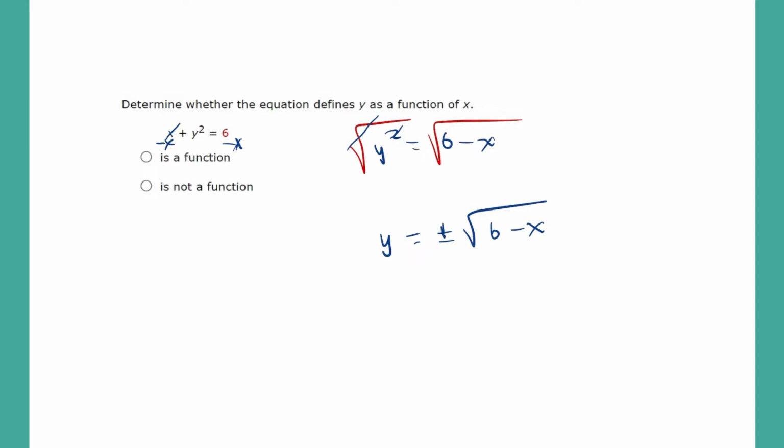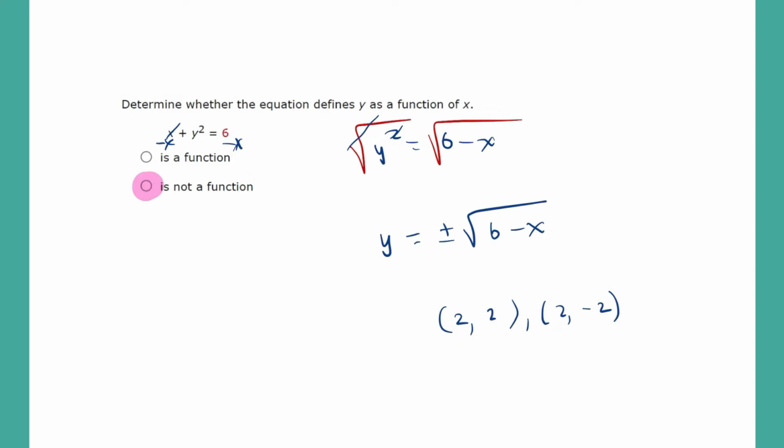All right, so that plus minus is because we're taking a square root. And that means for every input, there are potentially 2 outputs. So take, for example, let's say x was 2. Then y would be the square root of 4, plus or minus the square root of 4, which is plus or minus 2. So there would be potentially two outputs for the same input. For the input of 2, you have 2 different outputs. That means it's not a function.